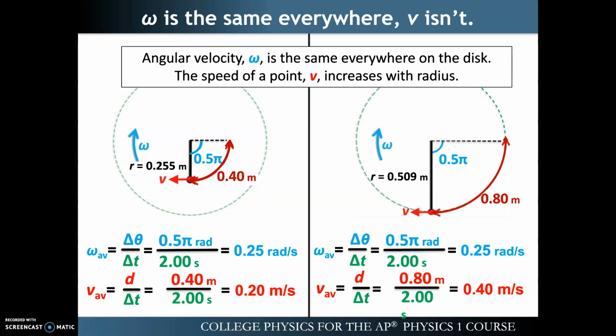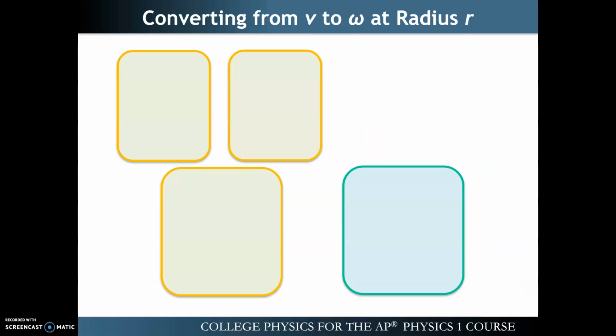So where the angular velocity is the same everywhere in the disk, the speed of a point increases with the radius. All right, these slides here are fun. We can convert from velocity to angular velocity at a certain radius r. These conversions are basically two different points of view of motion. We're looking at the translational, tangential motion, and comparing that to the rotational motion.